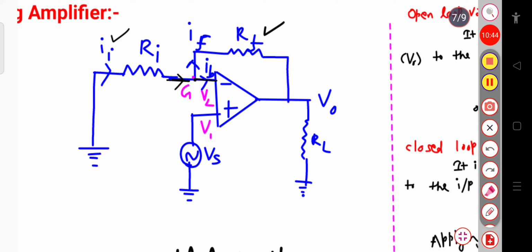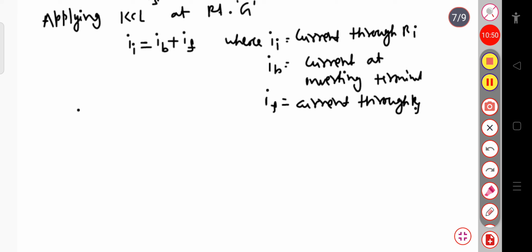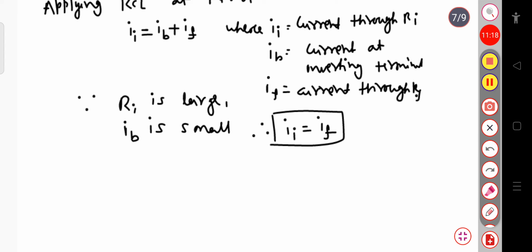Since Ri is large, IB will be small, so we can neglect that term. Therefore we can write II equal to IF, that is, the total input current will be equal to the current across the feedback resistor.